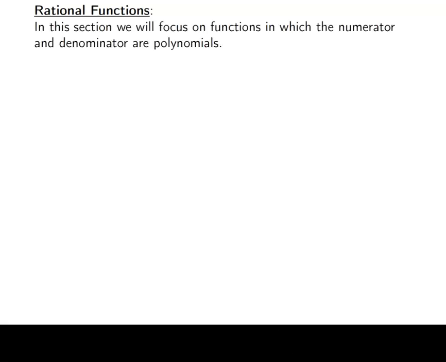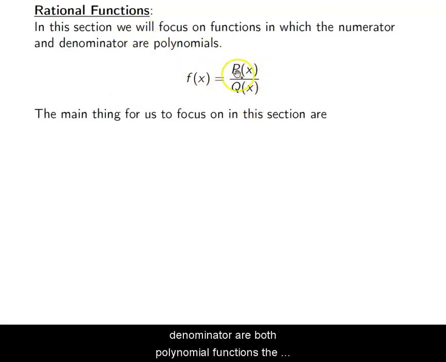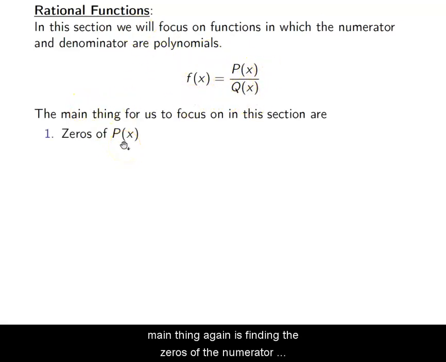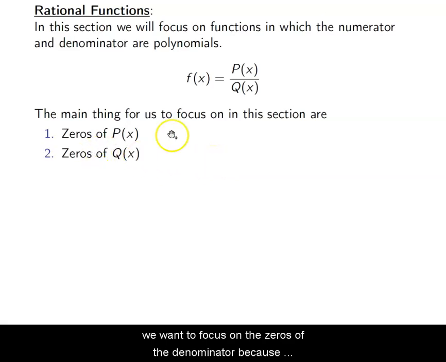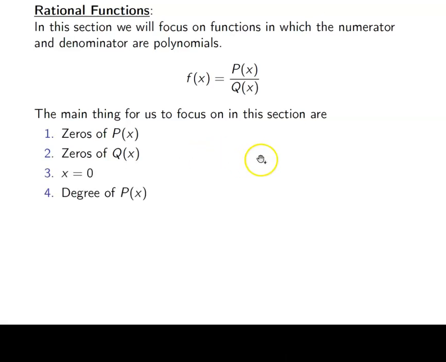That's really what sets apart the difference between rational functions and polynomials as far as trying to graph them and analyze them, right? So in this section, we're going to focus on these functions where the numerator and denominator are both polynomial functions, okay? The main thing that we want to focus on again is finding the zeros of the numerator because that makes our entire function zero, right? We want to focus on the zeros of the denominator because that is where our vertical asymptotes are, the lines that we are not allowed to cross at all, right? Kind of like a force field. You can get really close to those things, but we can't actually cross them, right?